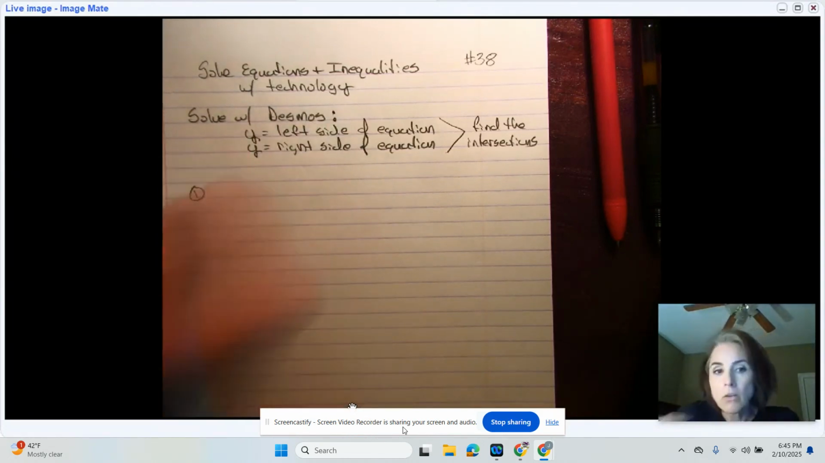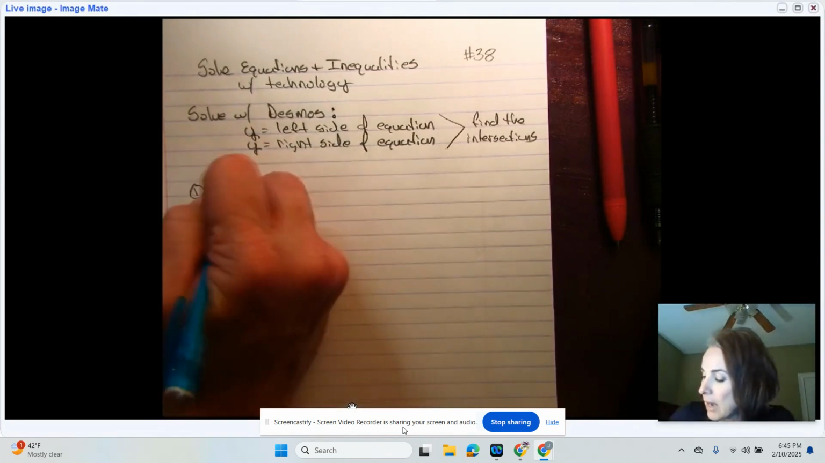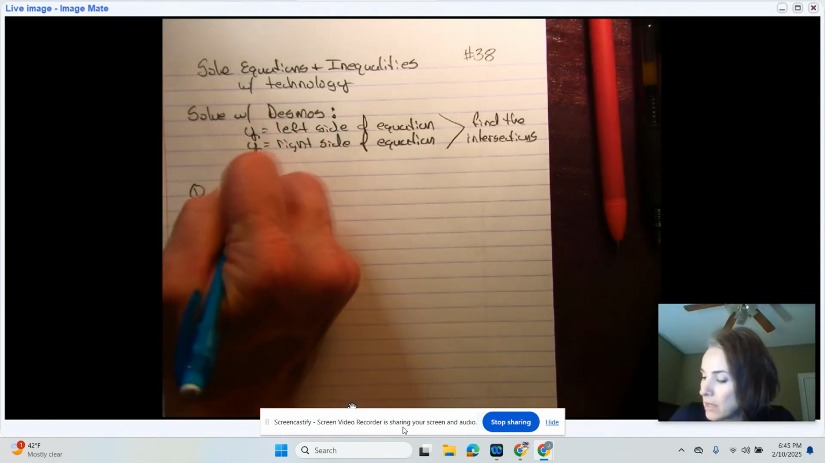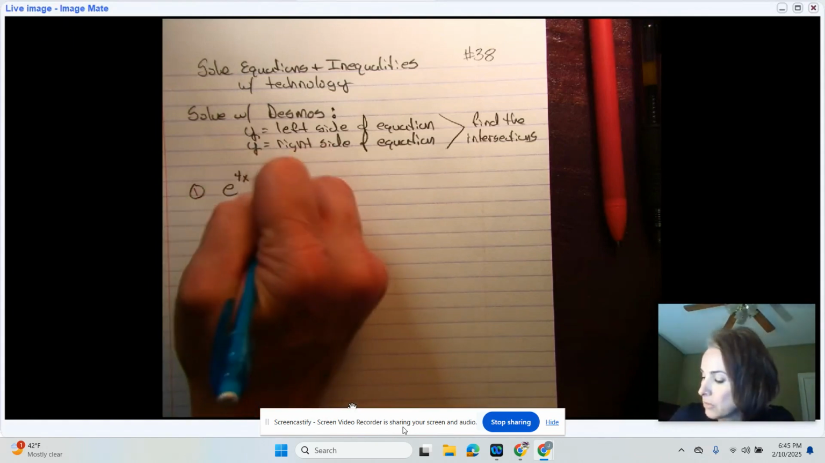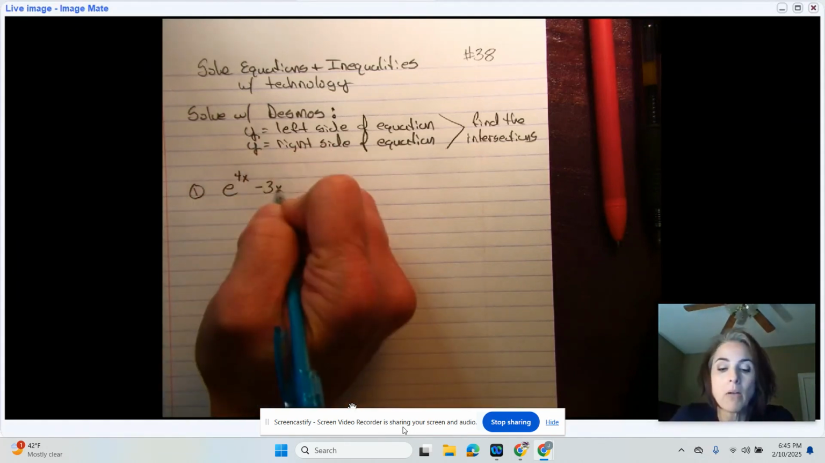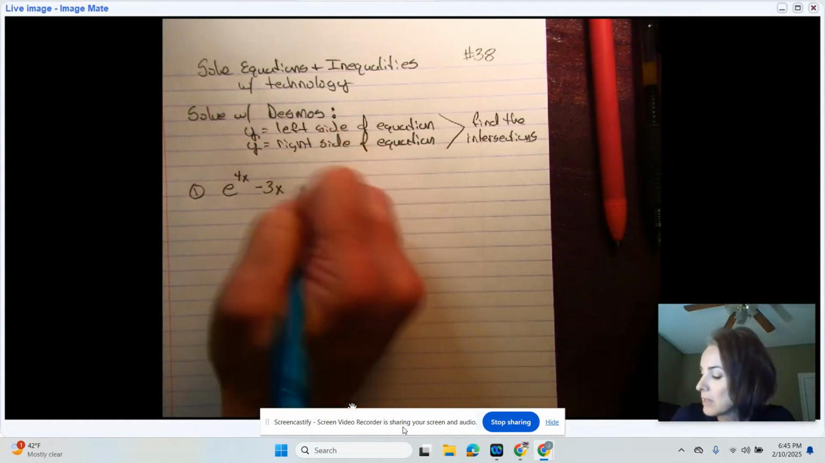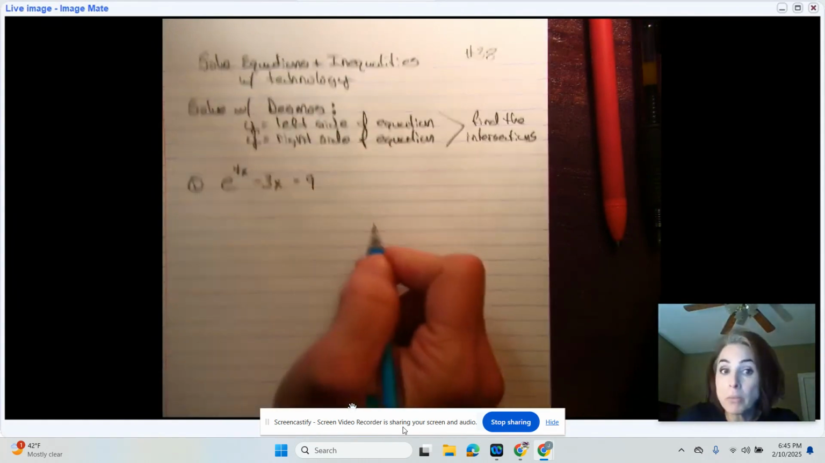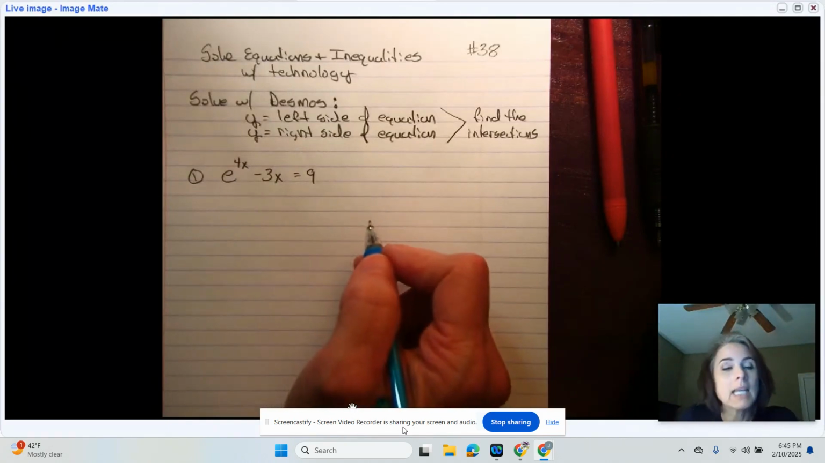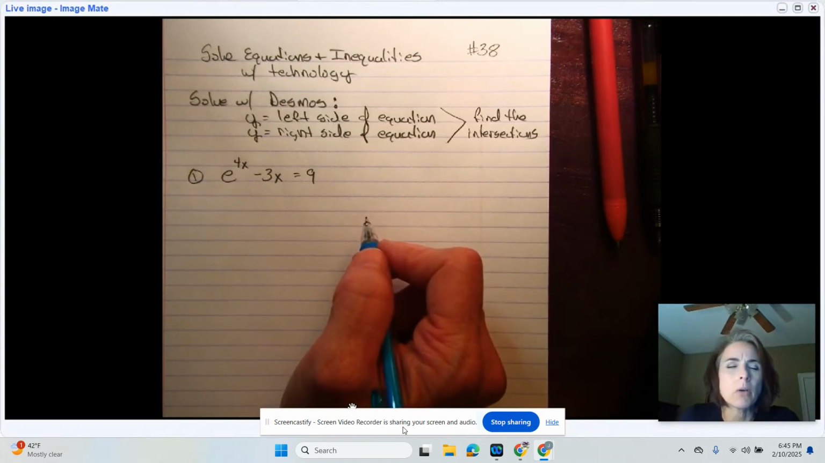The reason we need to know this is that some of these you just absolutely would not have the tools to solve right now. So, e to the power of 4x minus 3x equals 9. Most of you probably don't even know what e is. E is a value kind of like pi. We'll learn a little bit more of it when we do logarithms.